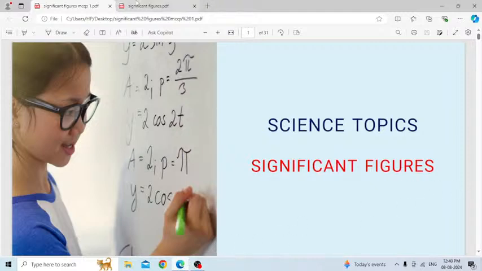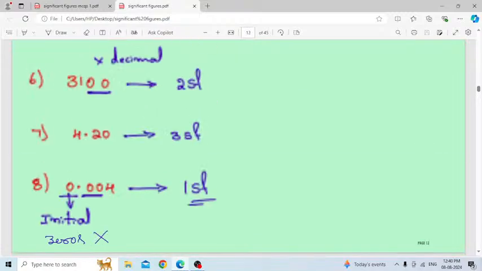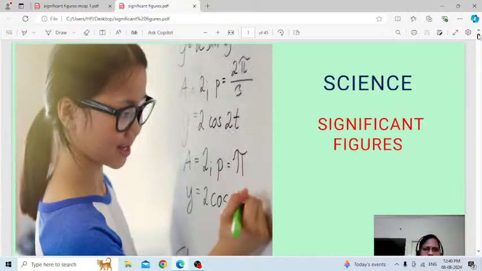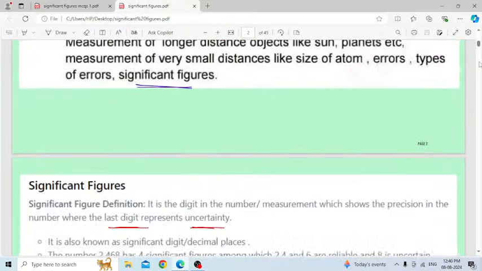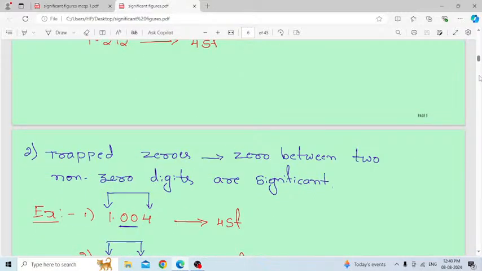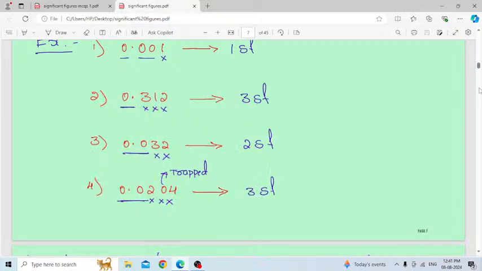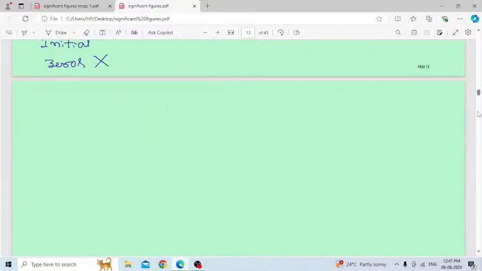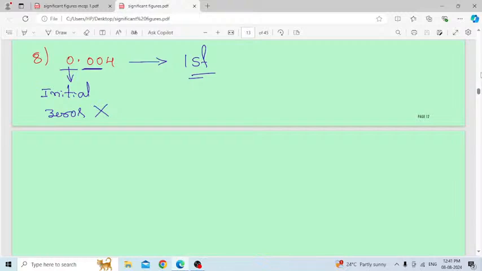Yes, last class I discussed a few rules based on significant figures. The topic we discussed in the last class was significant figures. In that one, I explained 5 rules on how to find the proper significant figures. In this class, I am going to explain the remaining rounding rules.